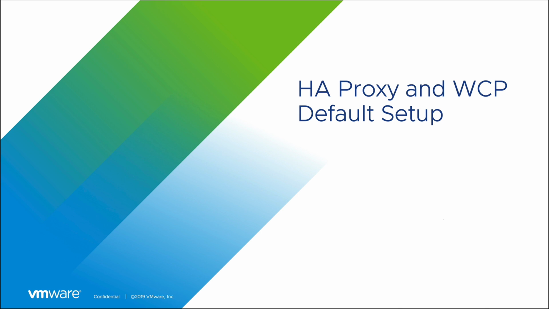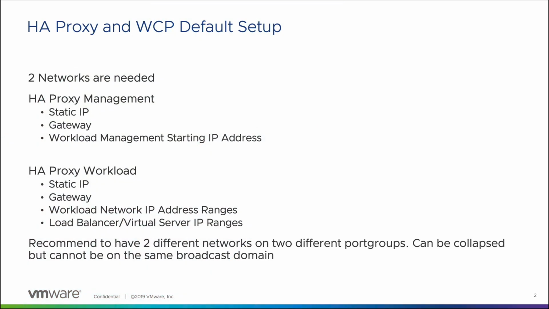To understand the complete setup, let's take a look at the network architecture. There are multiple configurations for HA Proxy, but this video and configuration will show how to use two networks with a default configuration. Two networks are needed for the management and the workload address spaces. Each needs its own static IP and gateway for the NICs on the HA Proxy VM, and we also need a range of IP addresses that will be allocated to the Supervisor Cluster, Tanzu Kubernetes Grid Cluster virtual machines, and the load balancers. The caveat is to make sure that the networks are not on the same broadcast domain.